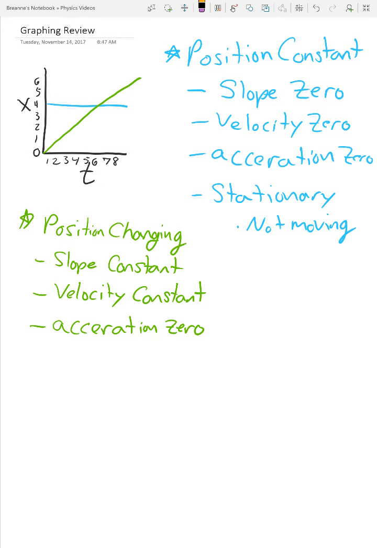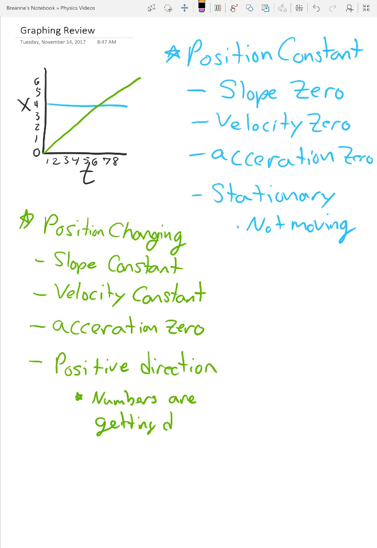Now, we're going up the graph, so we're moving in a positive direction. Our numbers are getting bigger. We're going from 1, 2, 3, 4, 5, 6. Our numbers are getting bigger. So that's how we know we're going in the positive direction.